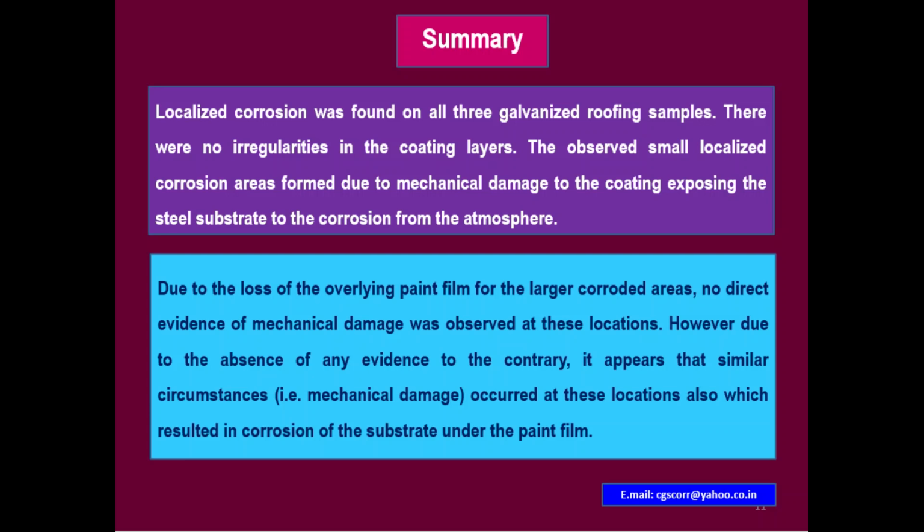Summary. Localized corrosion was found on all three galvanized roofing samples. There were no irregularities in the coating layers. The observed small localized corrosion areas formed due to mechanical damage to the coating, exposing the steel substrate to corrosion from the atmosphere. Due to the loss of overlying paint film for larger corroded areas, no direct evidence of mechanical damage was observed at these locations. However, due to the absence of any evidence to the contrary, it appears that similar circumstances, that is mechanical damage, occurred at these locations also, which resulted in corrosion of the substrate under the paint film.